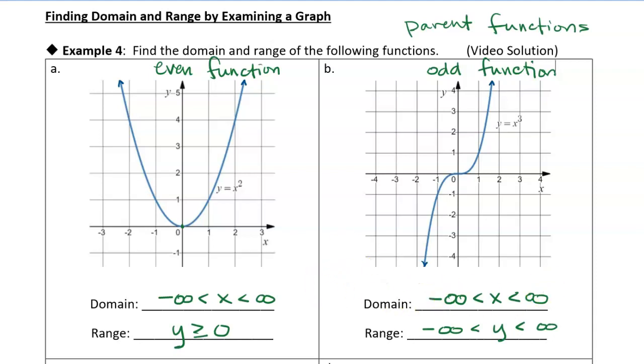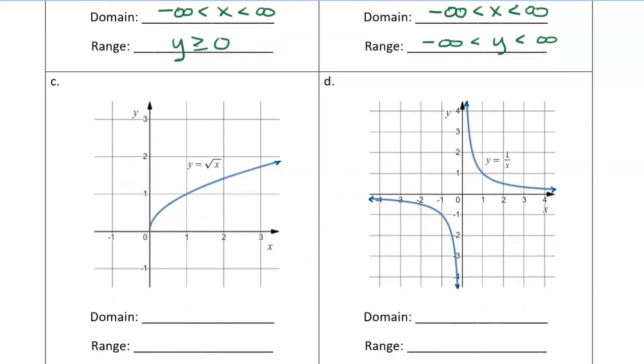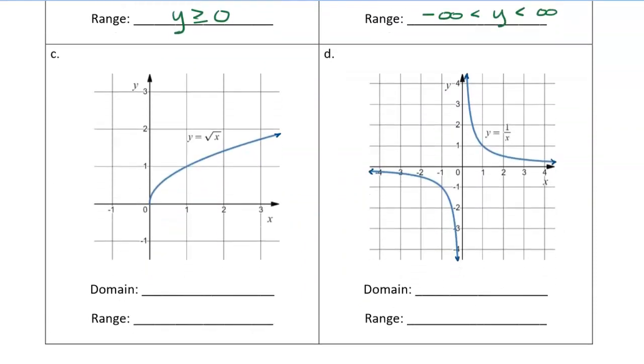All right, let's look at the last two here. We have the square root function and we have 1 over x. These again are parent functions. So, let's try and understand the domain and range of the square root of x. We have the whole thing graphed. We can never put in a negative number and get a real solution.